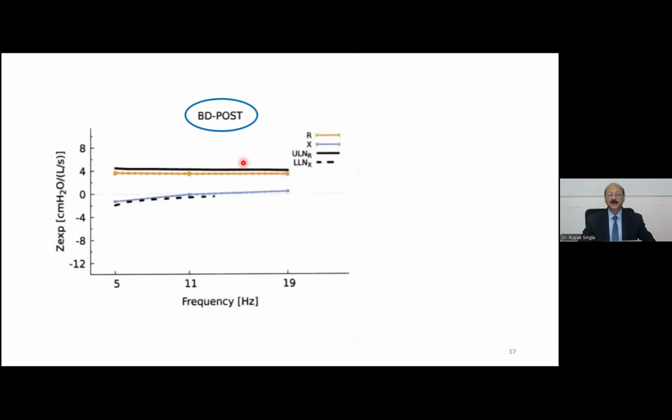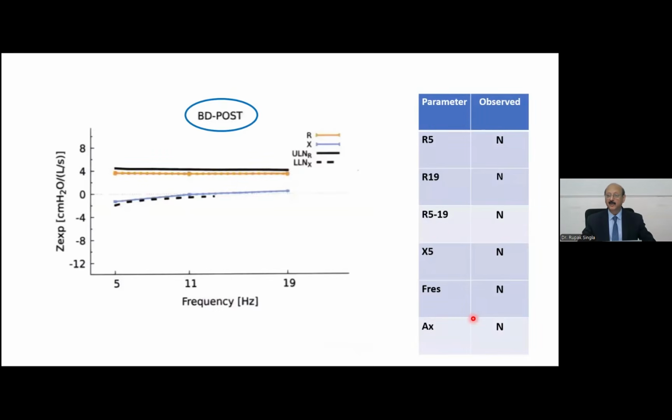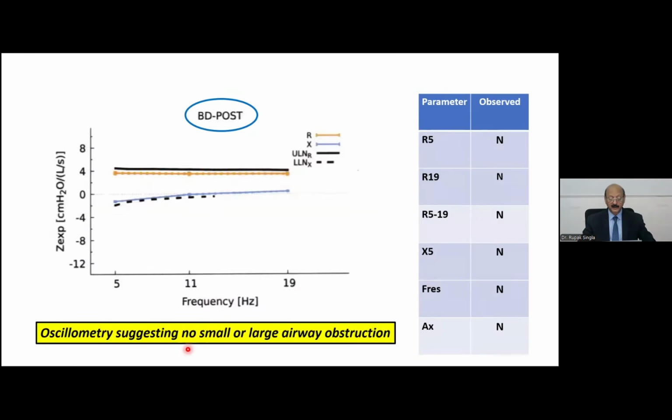And in the post-bronchodilator, you find the R5, R19 are below the black lines. That means they are all within normal limit. And even the reactance line is within this black line. That means the reactance is also normal. So all the parameters have become normal post-bronchodilator. So this indicates no small or large airway obstruction.